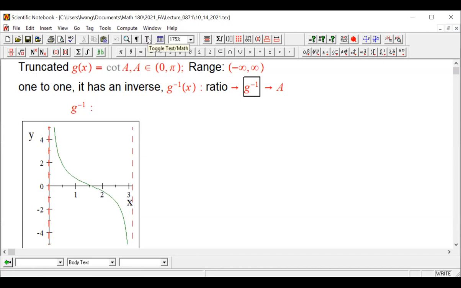One's domain is the other's range, right? Domain, range. So this is the range of G. So the domain for G inverse, the range for G, is going to be the domain for G inverse. So that's how the domain and range are set. Okay, you can plot points.